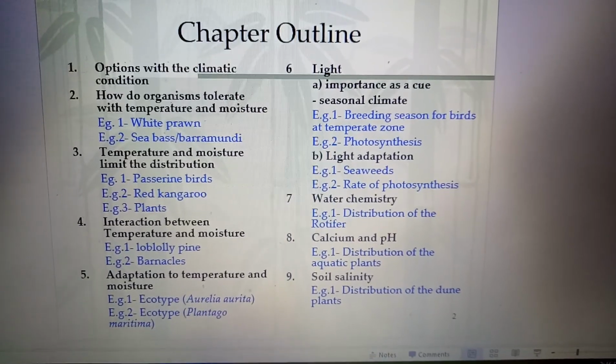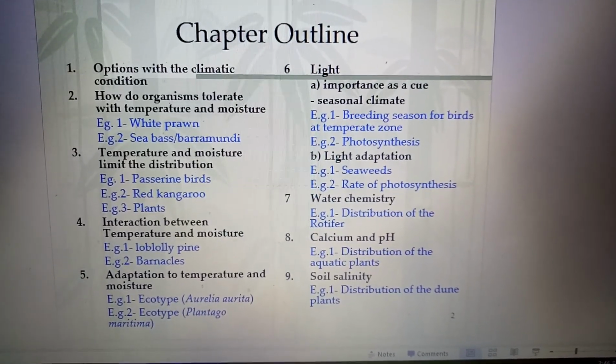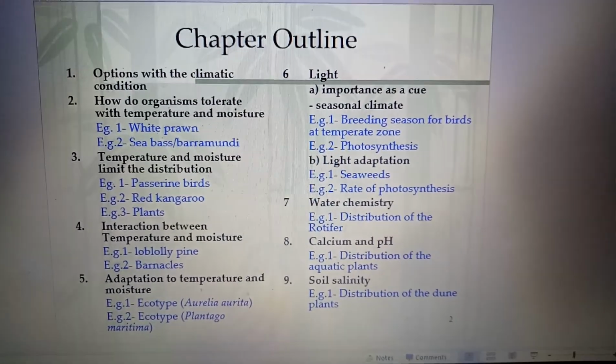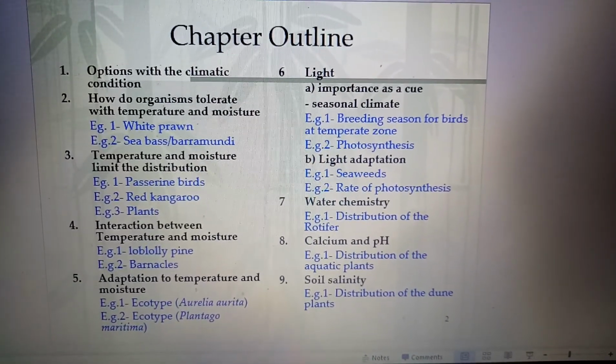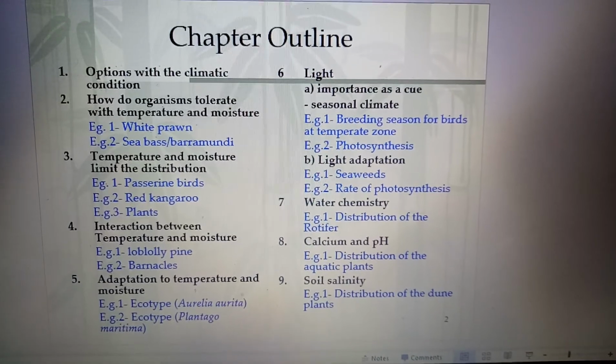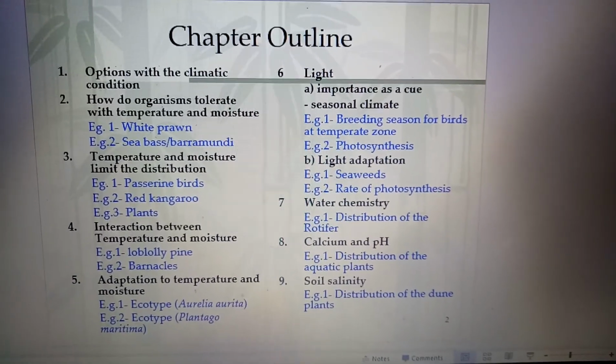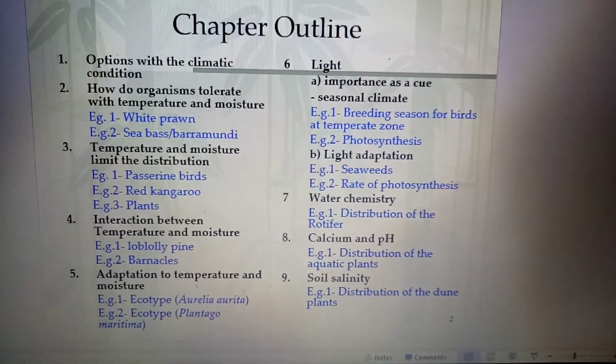Light as a cue for seasonal climate, there are 2 examples. Light adaptation, 2 examples. Water chemistry, 1 example. Calcium and pH, there is 1 example. And soil salinity, there is 1 example. So we continue with the lesson.